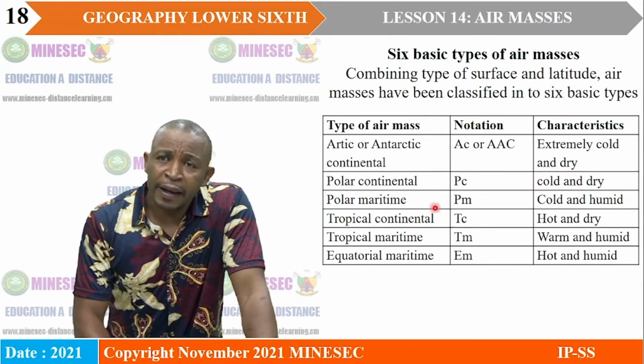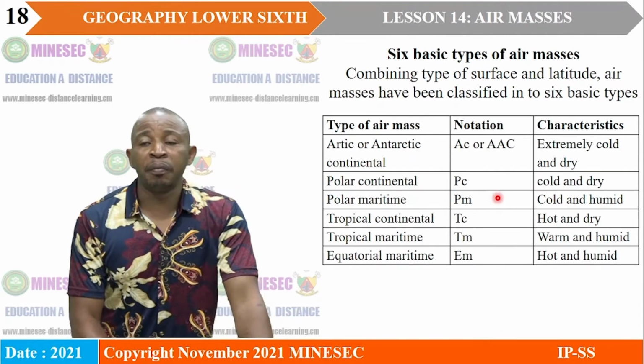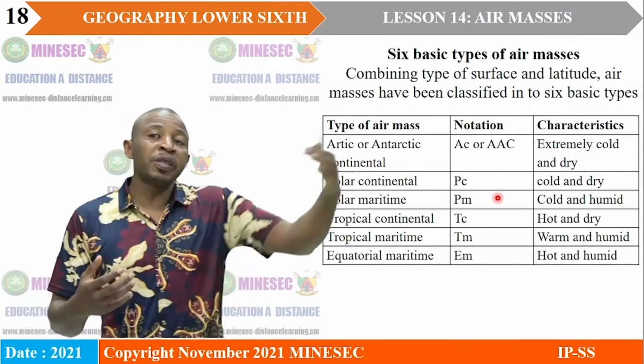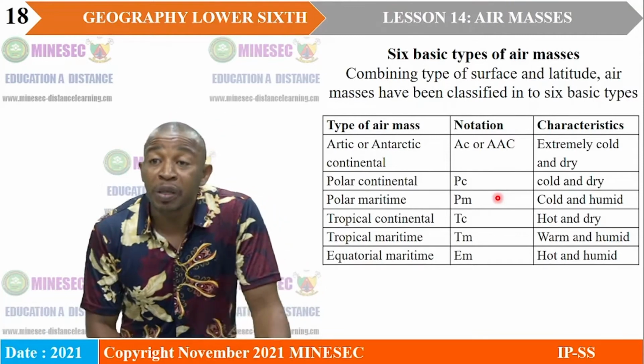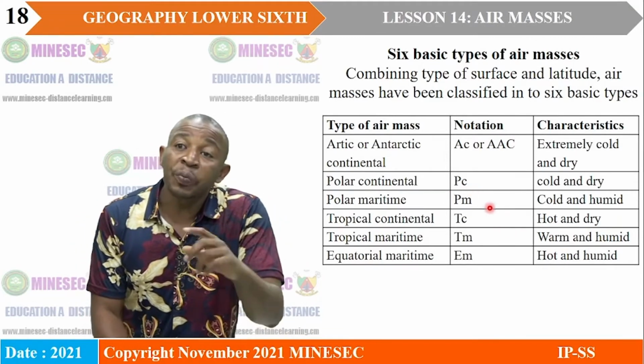Then, next, we have polar maritime. Maritime simply means they originate over or in the ocean and blow maybe towards the land. Denoted as PM.